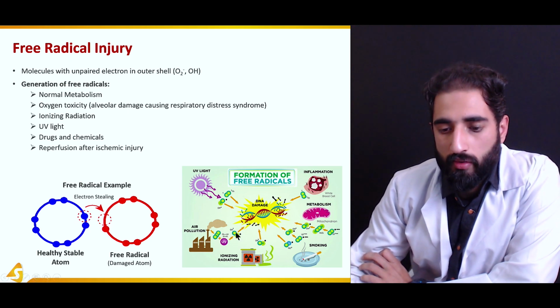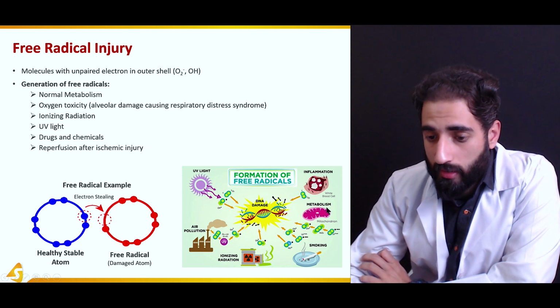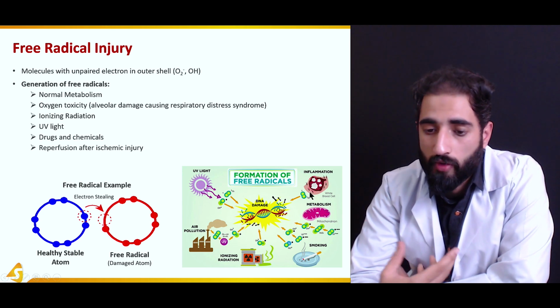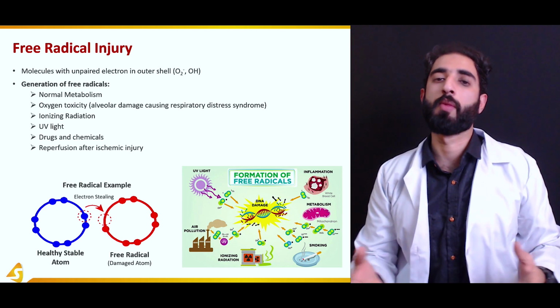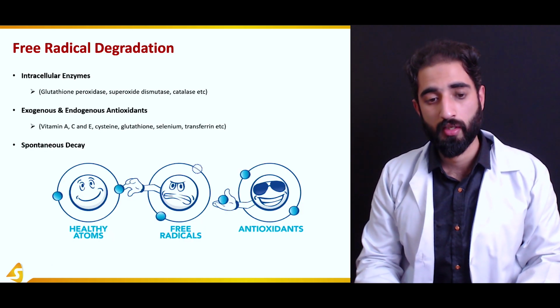Ionizing radiation, as I already told you, UV light, as we already discussed, normal metabolism, as we already discussed, and inflammation as well. These are the different conditions or processes which can result in the formation of free radicals, which are a harmful entity and cause cell damage.